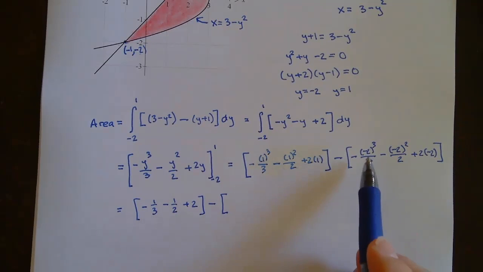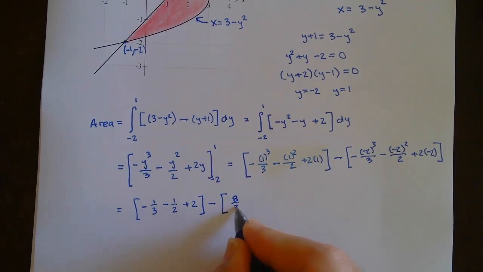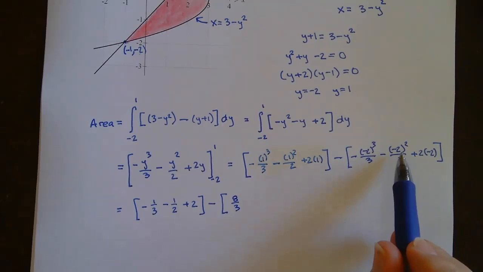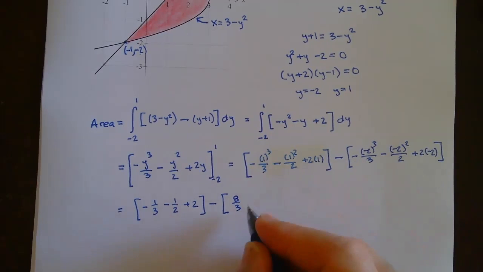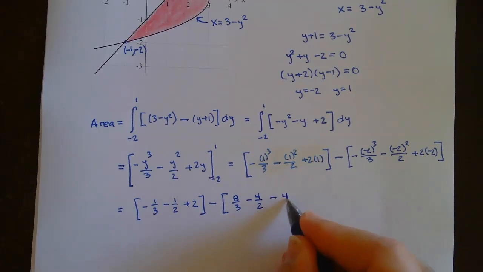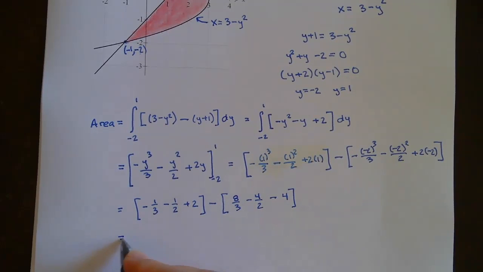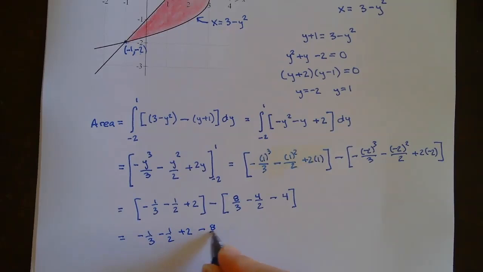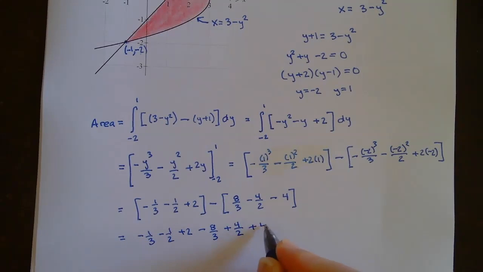track in your head. So, okay, if we cube -2, that would give me -8, but I'm already taking the negative out, right? So that's 8/3. We had one similar to this earlier, right? And this would be -2 squared, so that'd be 4, so minus 4/2, or 2. If you wanted to write 2, there's nothing wrong with that. And then minus 4. Okay, so this is -1/3 minus 1/2 plus 2 minus 8/3 plus 4/2 plus 4.